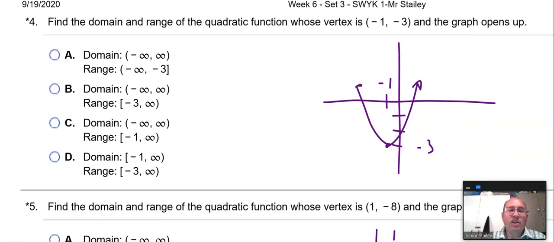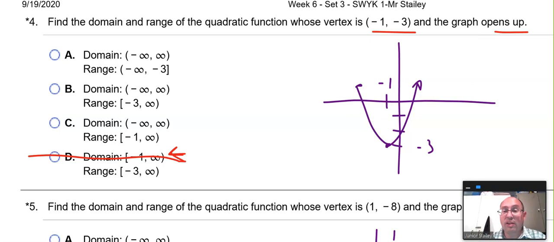All right, so on number 4, domain. It says find the domain and range of the quadratic function whose vertex is (-1, -3), and the graph opens up. So I just sketched it. So now we're looking for domain, negative infinity to infinity. I mean, look at this. Laughable. We know that's not the right domain. All the rest of them have the correct domains.